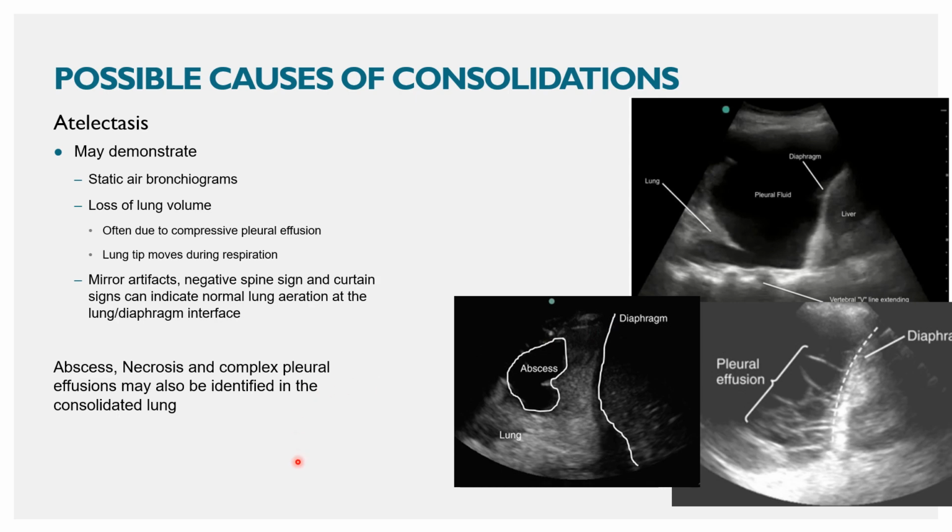Now, abscesses, necrosis, and other complex pleural effusions can also be identified on the consolidated lung. So here we see, like we've talked about, a nice pleural effusion, not so nice for the patient. Here we see that there's a consolidation in the lung, but there's this area of hypoechoic region, which would indicate not just a typical effusion of the lung, but some particular focus that's causing a change in the B-line patterns in that area. Here you see more of a complex pleural effusion, and so we have some septations right against the diaphragm in a pleural effused area.